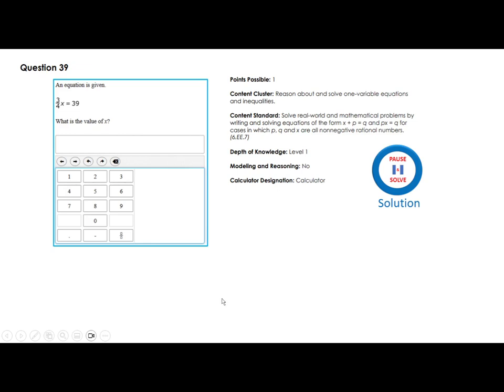An expression is given: 3/4 of x is equal to 39. What is the value of x? So 3/4x equals 39. You need to divide both sides by 3/4 so that you get only 1x, okay? So x is 39 divided by this fraction. When you are dividing by a fraction, you flip it, 3/4 becomes 4/3, and you multiply. So 39 times 4 divided by 1 times 3 is 52.